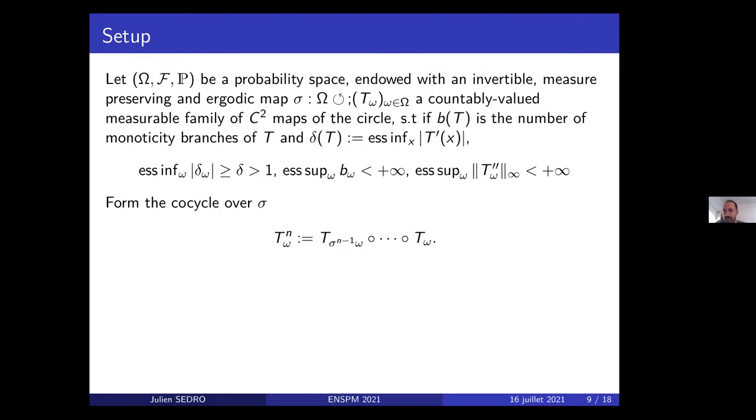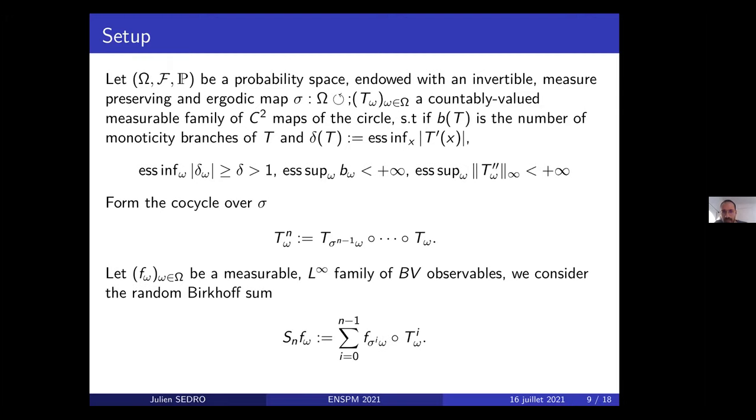I will form a cocycle over sigma by looking at the product along the orbit of sigma. And the equivalent of my observable will now be a measurable family of BV observables that are essentially bounded in BV norm. And the equivalent of the Birkhoff sum will be the random Birkhoff sum that I write here.